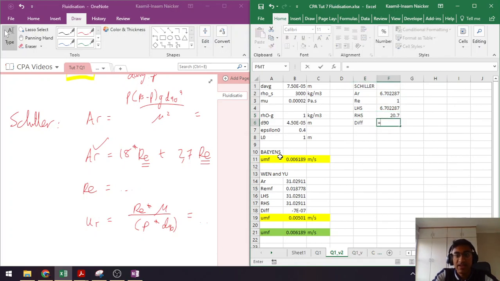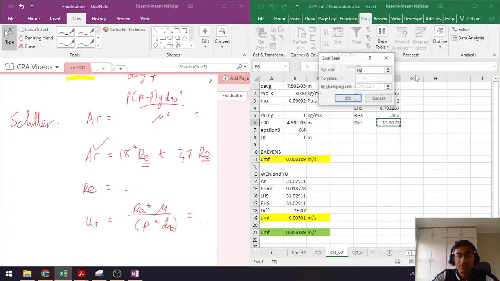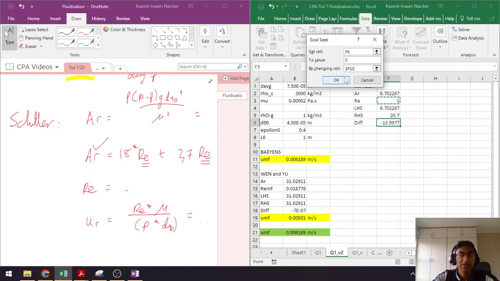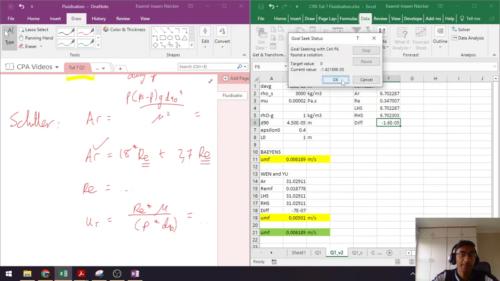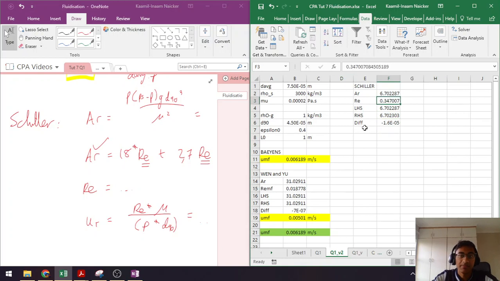Now I can calculate the difference, and remember that the difference should be 0 provided that my Reynolds number is correct. So I'm going to go to Goal Seek and say, I want you to make the difference 0, and I want you to achieve that 0 value by changing the value of the Reynolds number. So here's a Reynolds number that I guessed. Please provide me with the correct one. And it gives me this number. Now I can calculate the transfer velocity, which is equal to the Reynolds number multiplied by the viscosity divided by the D90 multiplied by the gas density. And that gives me a number which I think is correct.